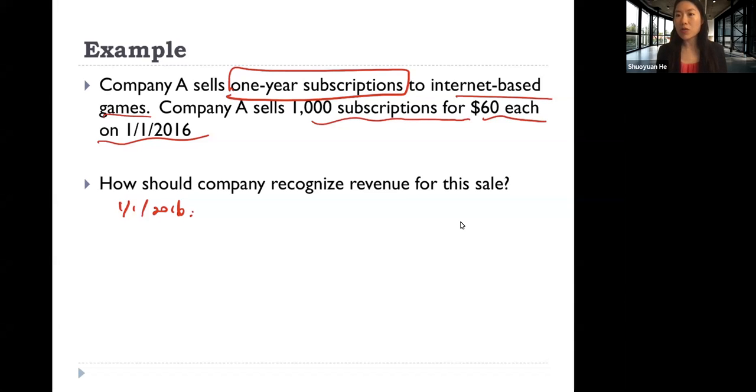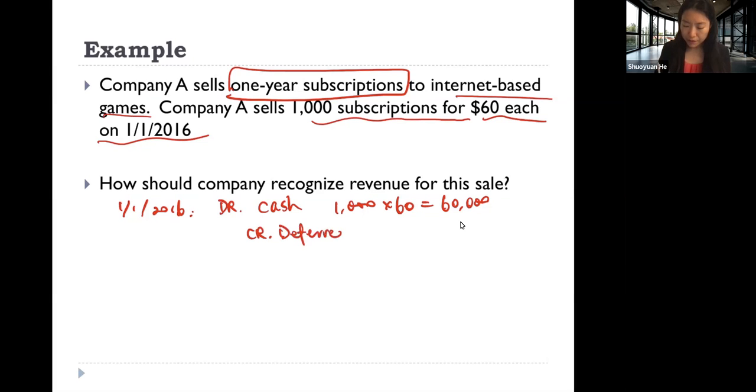It just sold this subscription, and Company A has an obligation to perform the service over the next 1 year. So the journal entry here is to debit cash, because Company A gets cash and it sold 1,000 subscriptions for $60 each. So the total amount of cash Company A gets on this date is $60,000. And credit deferred revenue for $60,000.